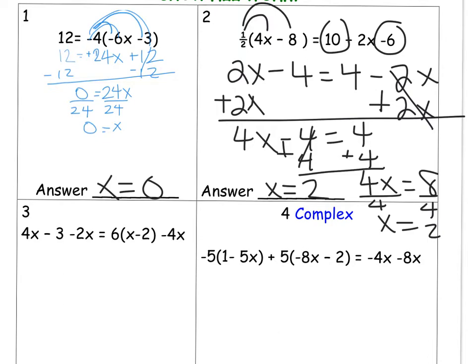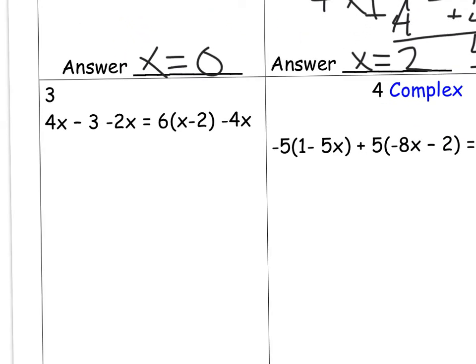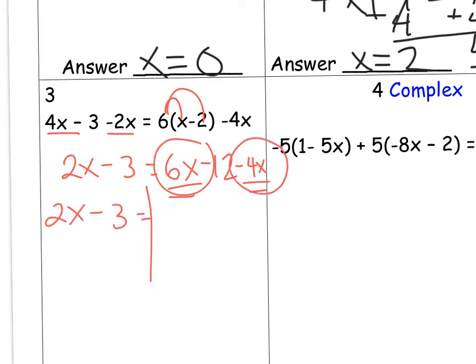Okay. Number 3. Like terms again. 2x minus 3 equals 6x minus 12 minus 4x. Okay, we got family members over here. We got to put those together. They're already on the same side. 2x minus 3 equals 6. Take away 4 is 2x minus 12.